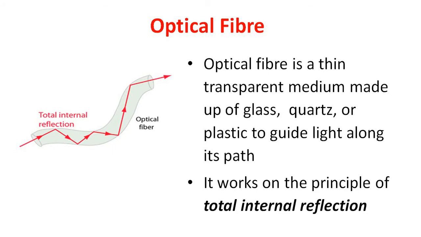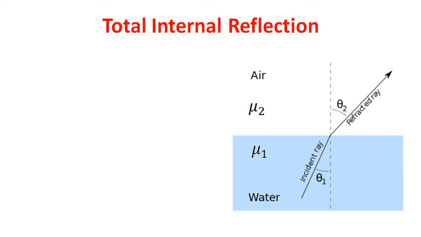It works on the principle of total internal reflection. Now we need to discuss what total internal reflection is. Let us consider two media. One is air and the other is water. Let the refractive index of air be represented by mu2 and the refractive index of water by mu1.